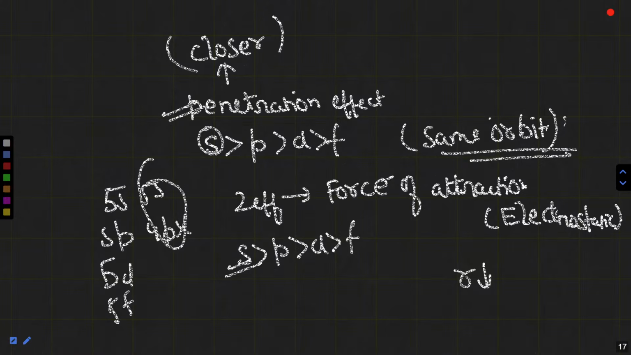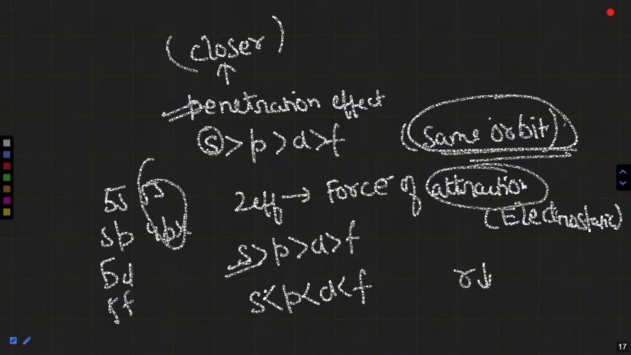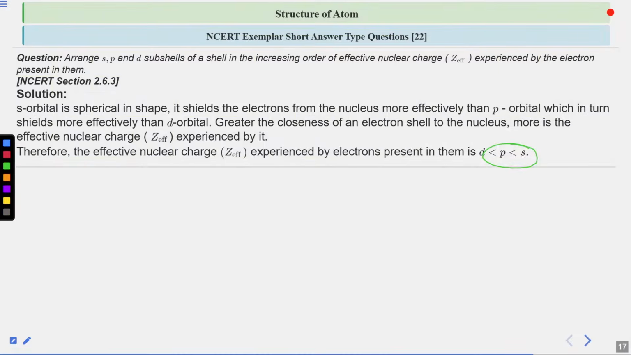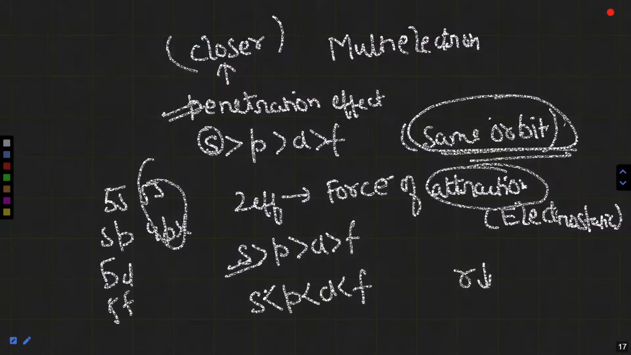Now, throughout the statement I am saying that if the attraction force is higher, your energy will be lower. Therefore S has the lowest energy, then P, then D, and then F. But students, remember this is always for the same orbit, and it is true only for multi-electron systems, where we have more than one electron. It is not true for hydrogen-like species.